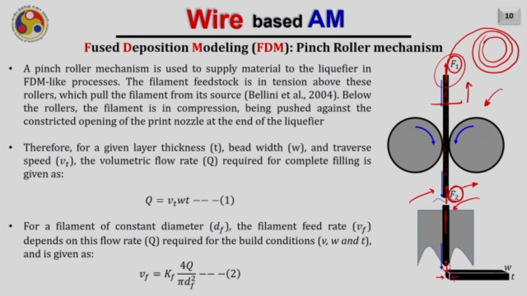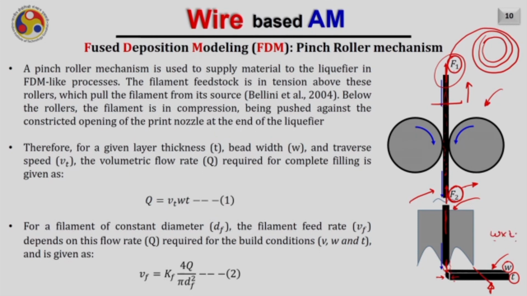Let us now assume that the material coming out of this tiny orifice is depositing a bead, and the bead is rectangular in shape, the cross section of the bead is rectangular. Assume that the thickness of the deposited bead is T and the width is W. Therefore, the cross section area of the deposited bead will be W into T.